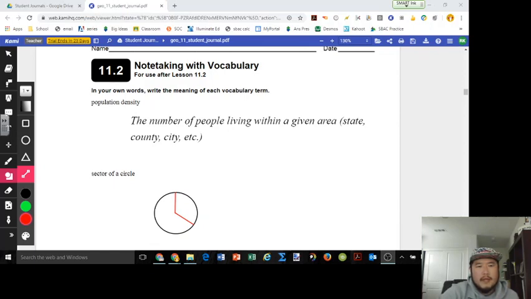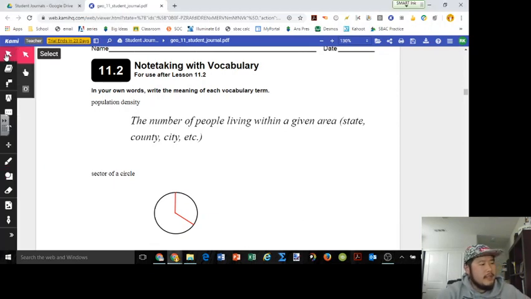All right, here we go looking at section 11.2, which happens to be dealing with areas inside of our circle and also areas of a circle. The part that we call area that's inside of a circle is what we call a sector. And so let's take a look and start with our vocabulary terms.